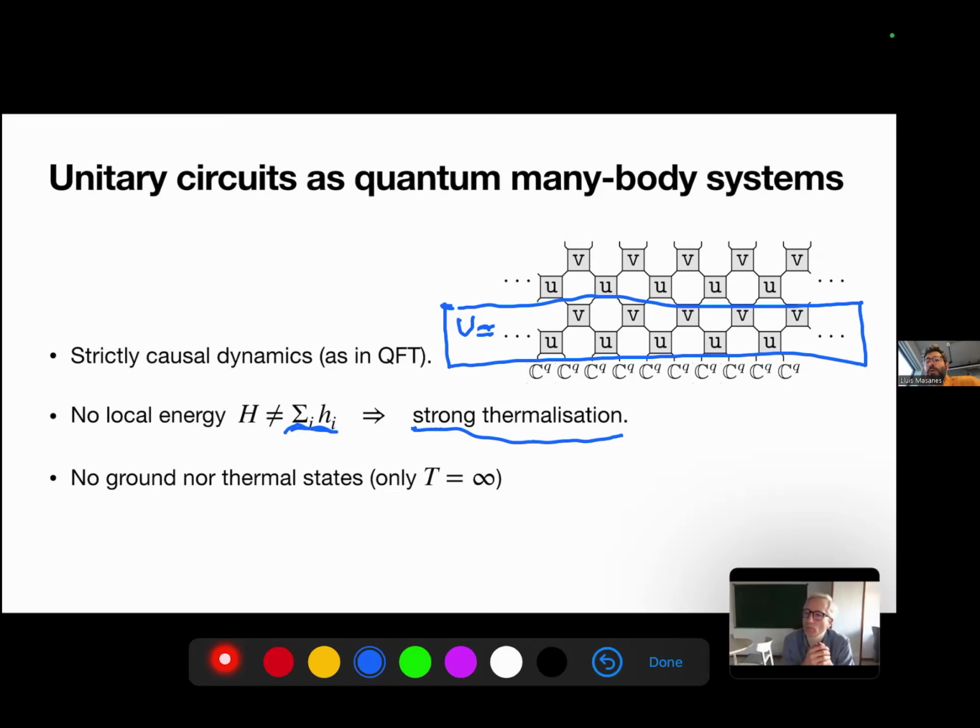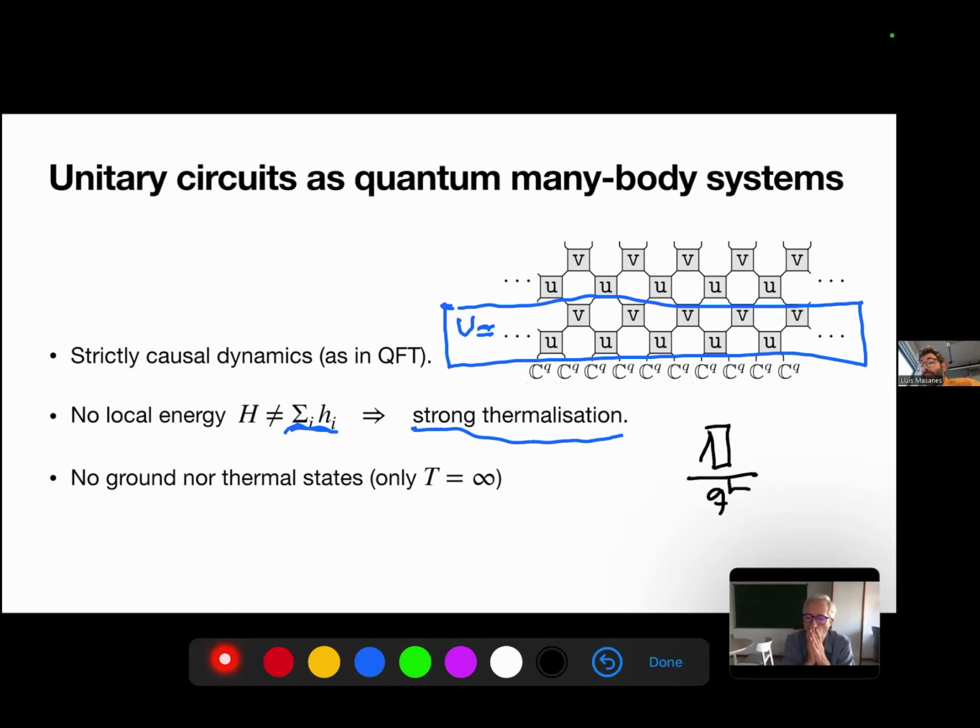So in particular, we don't have a ground state. And we also cannot construct thermal states, because the only thermal state that we can construct is that of infinite temperature, which is the maximally mixed state. We could put q to the power of L, where L is the number of spins.